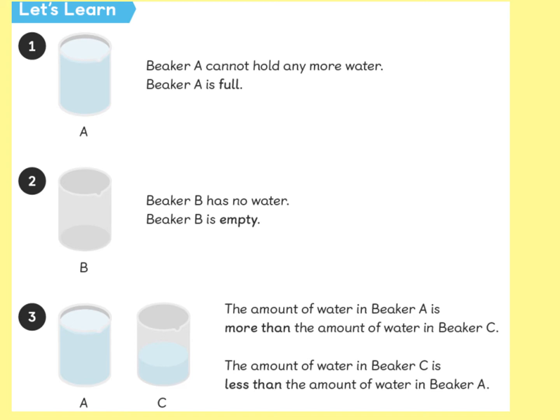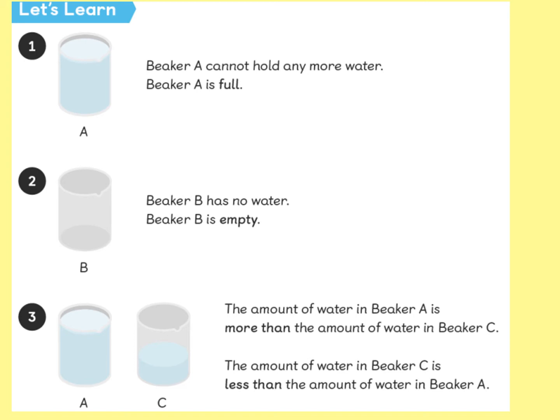If we look at beaker B, it has no water. So we could describe beaker B as empty. It's empty. It's got nothing inside it. Okay, there's no water in beaker B.